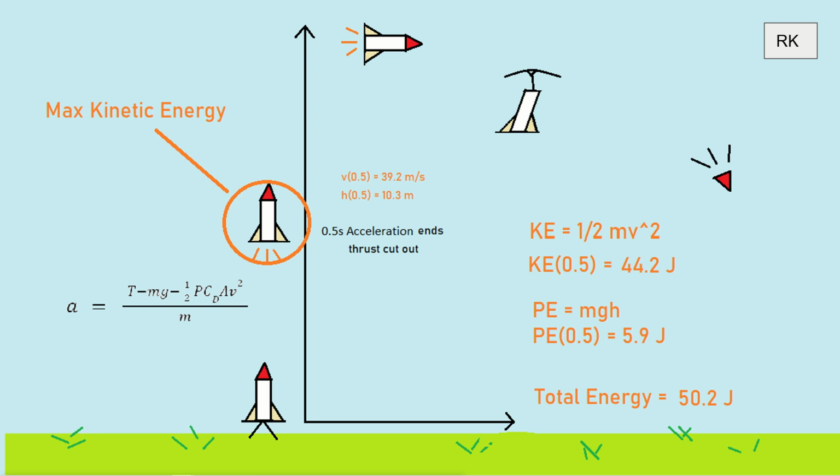With a maximum velocity of 39.2 meters per second and a mass of 52 grams, the total kinetic energy of the rocket is 44.2 joules. The height of the rocket at this moment is 10.3 meters. This results in a 5.9 joule gravitational potential energy, giving our rocket a total energy of 50.2 joules.